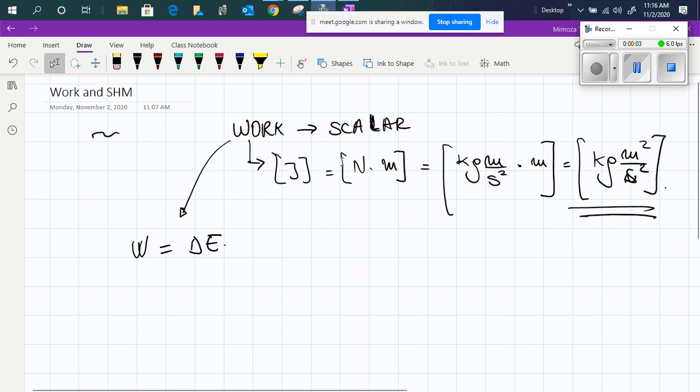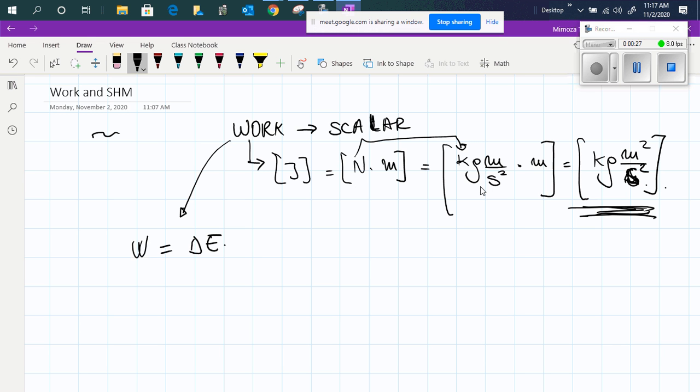So work is a scalar quantity. The units are joules, or newtons times meters, and newtons are kilograms times meters per second squared. If we replace the newtons, newtons times meters will give us kilograms meter squared per second squared, which is the same units as the units of energy.